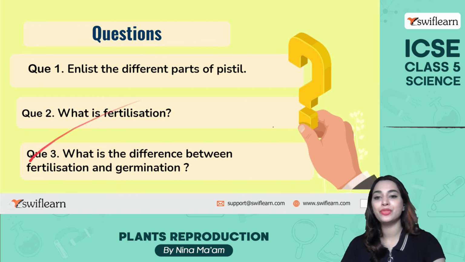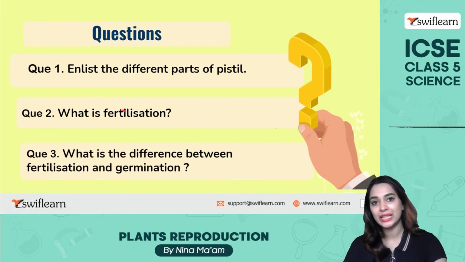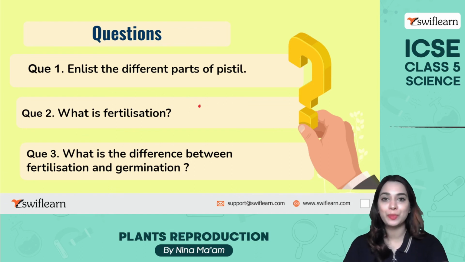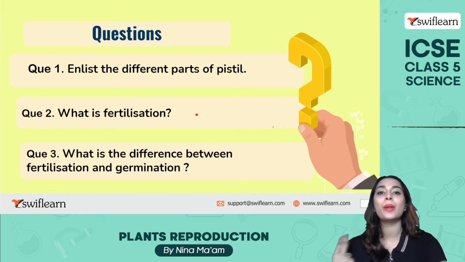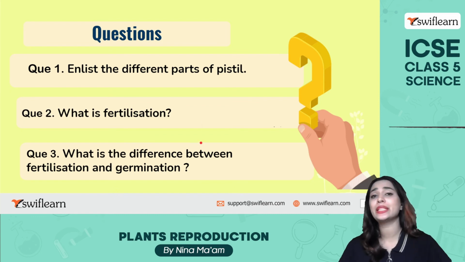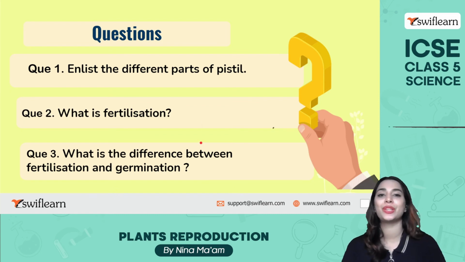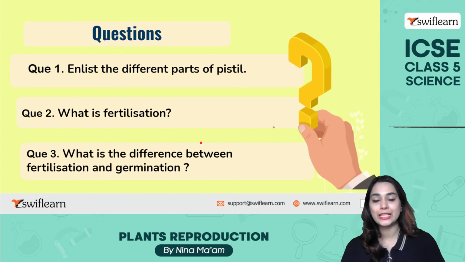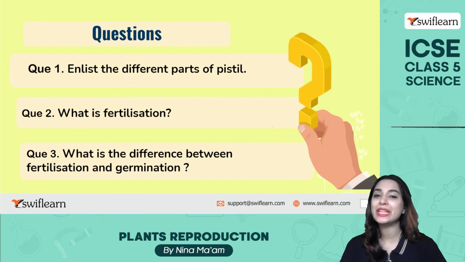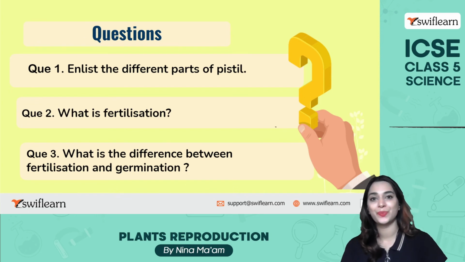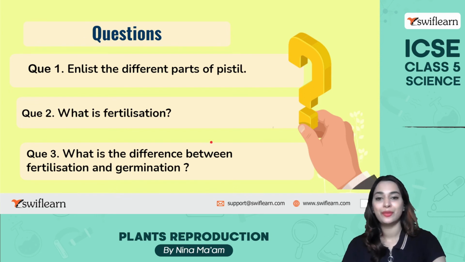So what is fertilization? Do you remember? Yes, please go ahead. Fertilization means the male and female gametes combine together and form a zygote. So what is the difference between fertilization and germination? Within fertilization, the male gamete and female gamete fuse together and form a zygote, right? And when it comes to germination, a seed develops into a new individual plant. So that is the answer for this question.